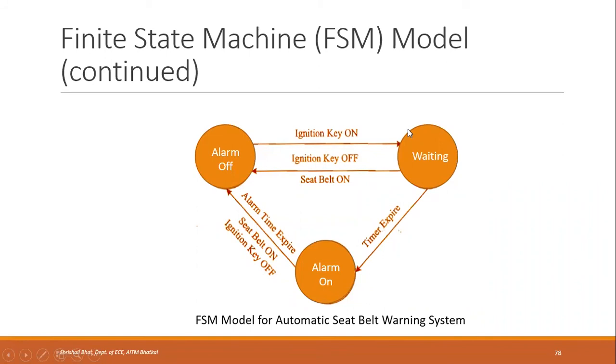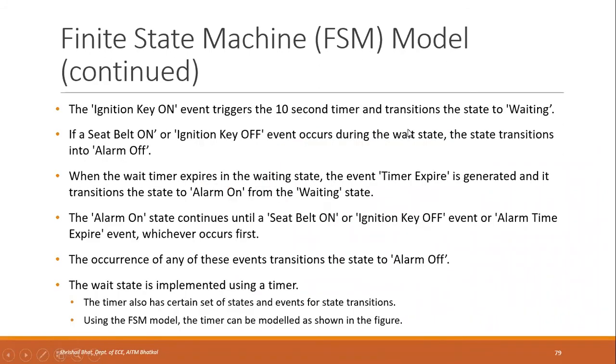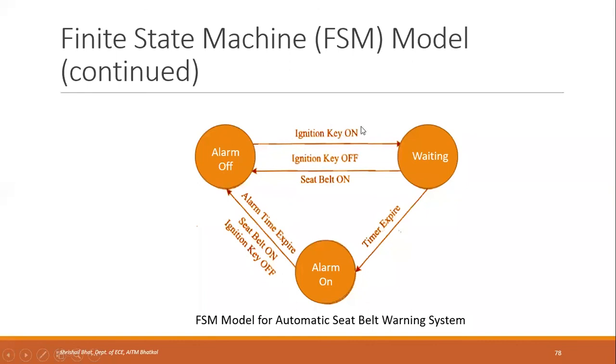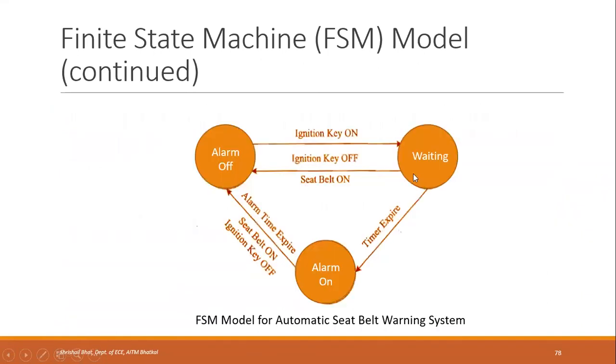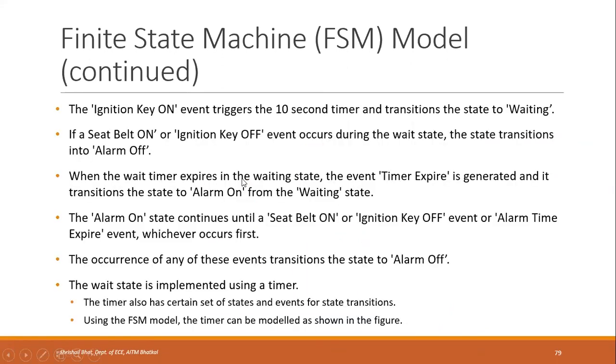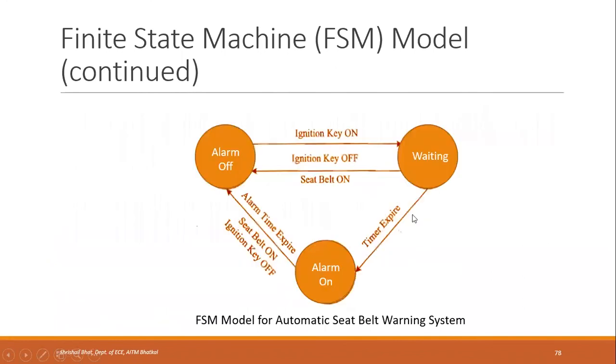Then for the alarm also there are different states. Now this is the same explanation of whatever we have. The ignition key on event triggers the 10-second timer and transitions the state to waiting. Whenever ignition key on happens, the state transition happens from alarm off to waiting state. If a seat belt on or ignition key off event occurs during the wait state, the state transitions into alarm off. When the wait timer expires in the waiting state, the event timer expire is generated, and this will transition the state from waiting to alarm on.